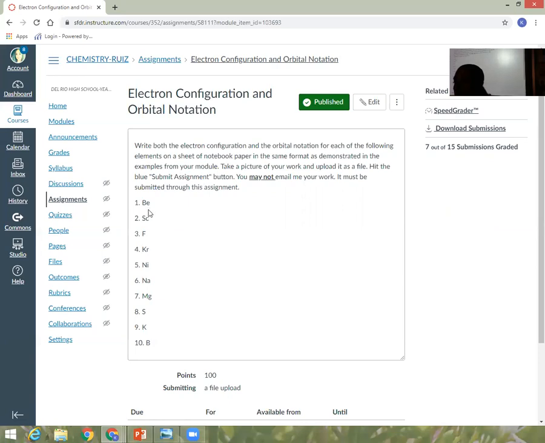Just basically write out the 10 elements on a sheet of paper and draw out the 2 notations, okay? You have to take a picture of your work and submit it that way through the assignment. So make sure that you hit the blue submit assignment button, okay? That's the one that's going to actually send it over to my grade book. And you should see confetti on your screen after you submit it. That way you know you did it correctly.